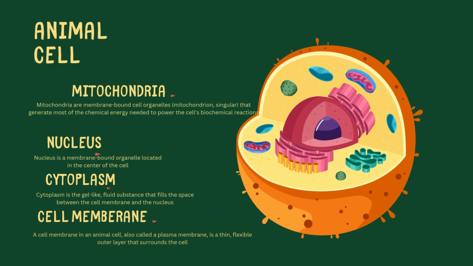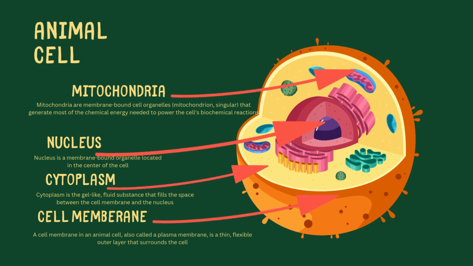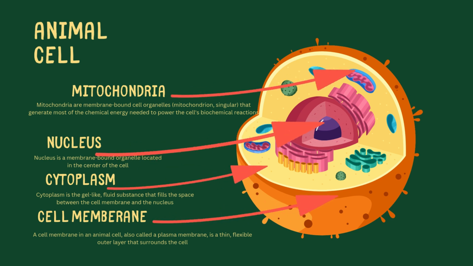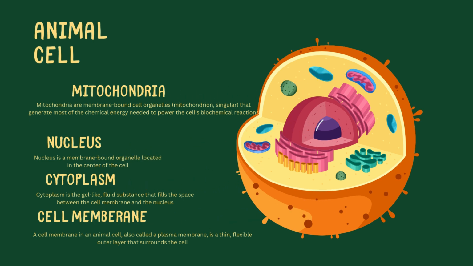Cell membrane. A cell membrane in an animal cell, also called a plasma membrane, is a thin, flexible outer layer that surrounds the cell. Cytoplasm. Cytoplasm is the gel-like, fluid substance that fills the space between the cell membrane and the nucleus. Mitochondria. Mitochondria are membrane-bound cell organelles that generate most of the chemical energy needed to power the cell's biochemical reactions.